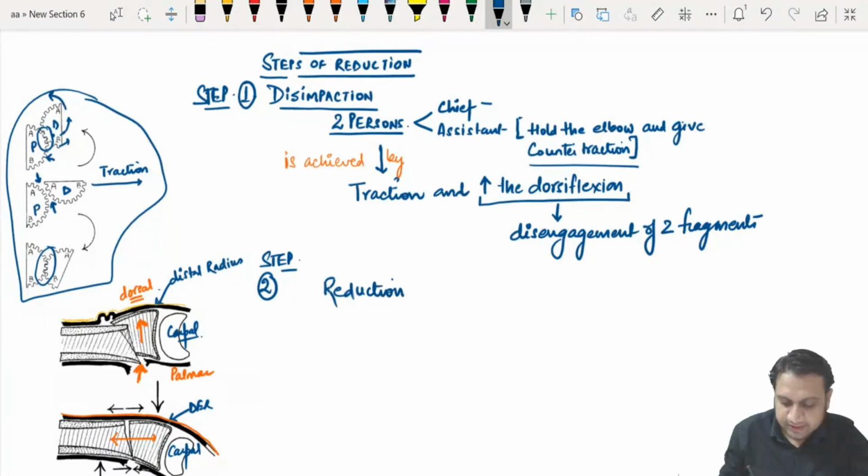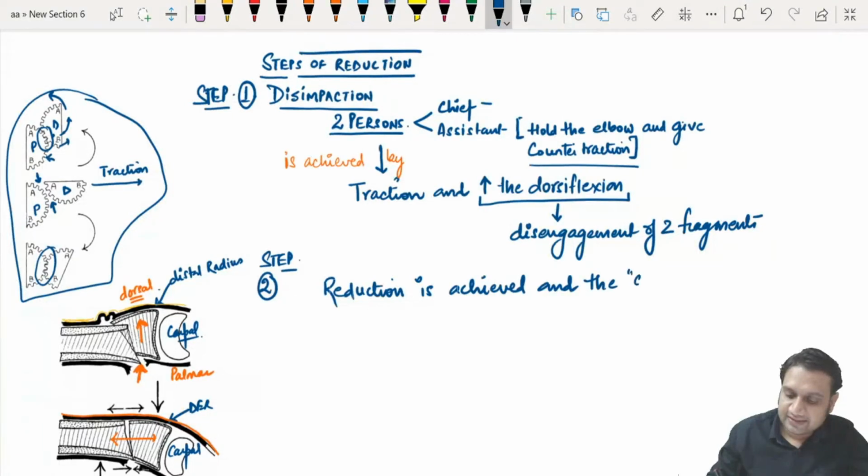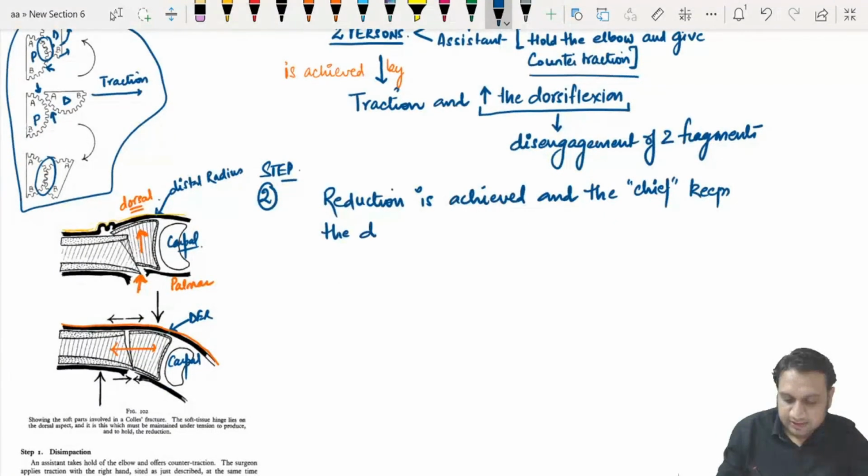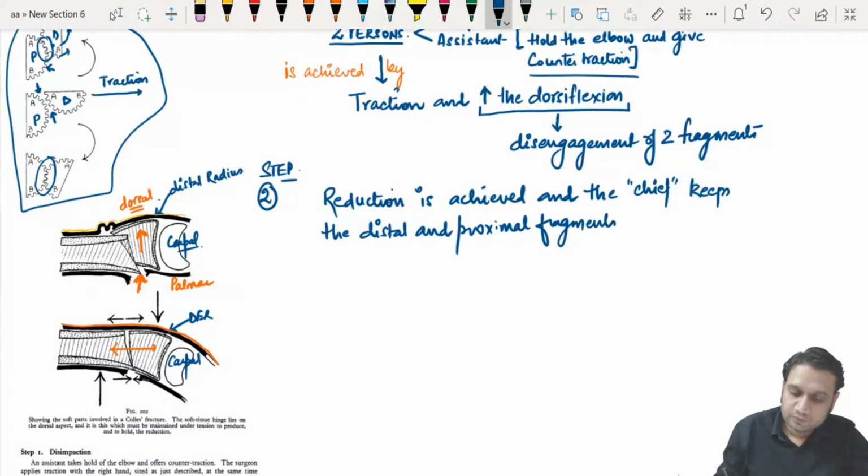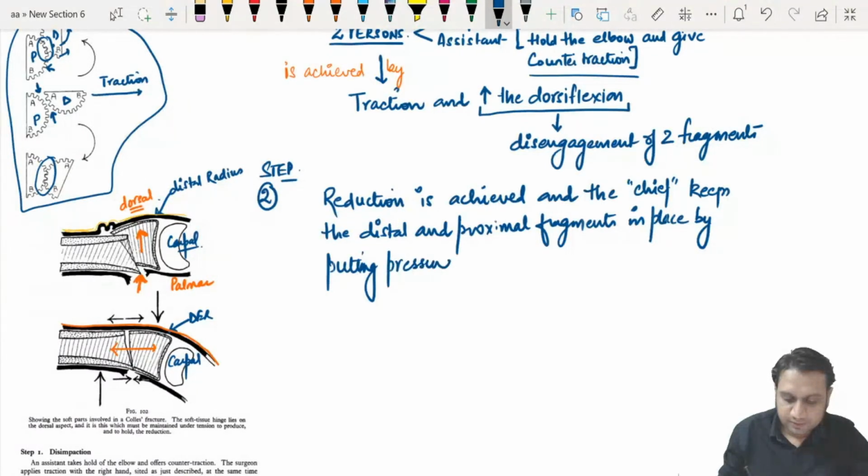Reduction is achieved. The mechanism I have already explained to you. The chief, the examiner, the person putting the plaster, keeps the distal and proximal fragments in place by putting pressure on them. Right? So reduction is achieved.